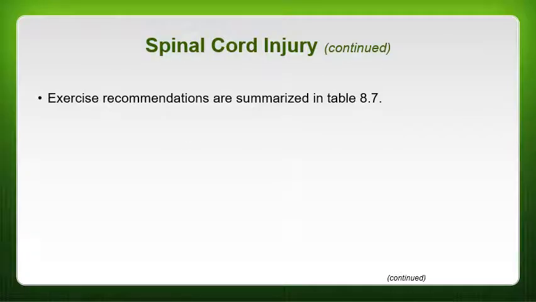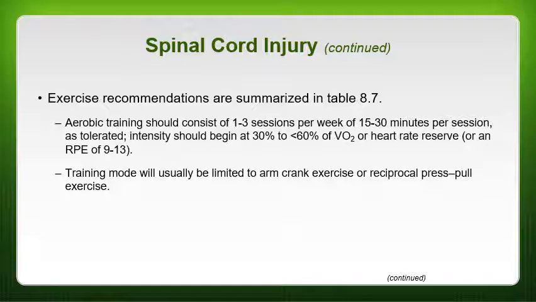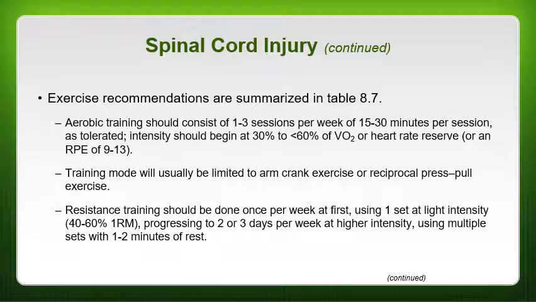For your exercise recommendations, I encourage you to take a look at the table as well, but just to make note of some things here. Aerobic training: 1 to 3 sessions per week, 15 to 30 minutes per session, at around 30% to a little less than 60% of your VO2 or heart rate reserve, or you can use a rating of perceived exertion of 9 to 13. Training modes are usually going to be limited to arm crank exercise or reciprocal press-pull exercise. You're probably going to have limitations where they can't use the lower extremity, so they're going to have to use some type of upper body training for the aerobic work.